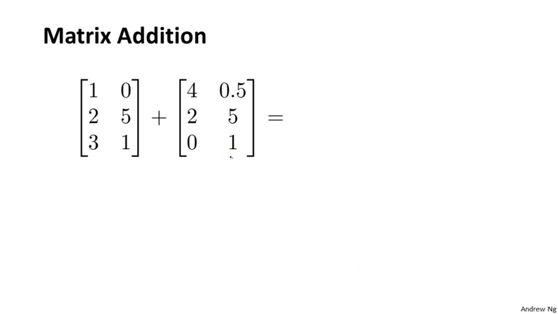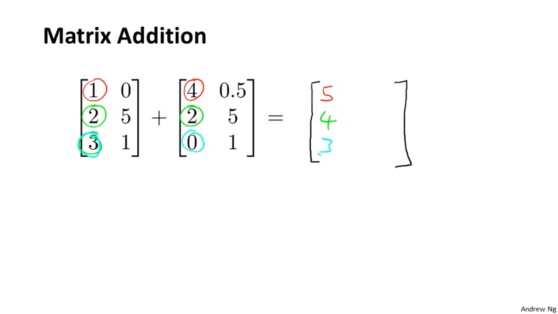It turns out that if you want to add two matrices, you just add up the elements of these matrices one at a time. So the result of adding two matrices is itself another matrix. The first element I get just by taking 1 and 4 and adding them together, so I get 5. The second element I get by taking 2 and 2 and adding them, so I get 4. 3 plus 0 is 3, and so on. And on the right is 0.5, 10, and 2.